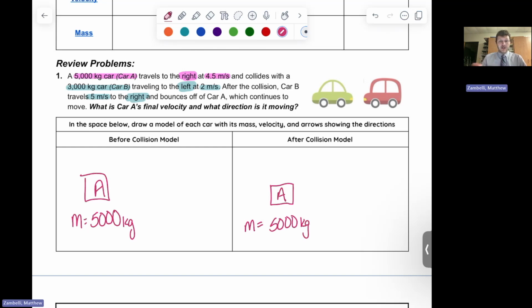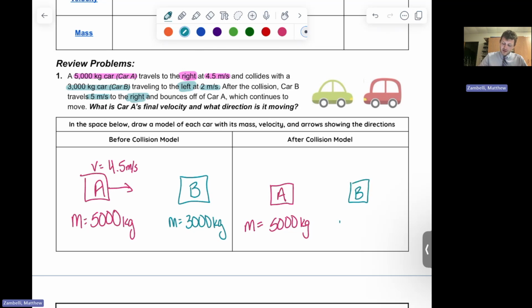It says before the collision, it's traveling to the right. So let's draw our arrow to the right, and it's going at 4.5 meters per second. So we put that 4.5 meters per second on the arrow. We can even label it V if we would like. Okay. Then we have our second car, car B, and car B has a mass of 3,000 kilograms. So let's make sure you put that on both sides.